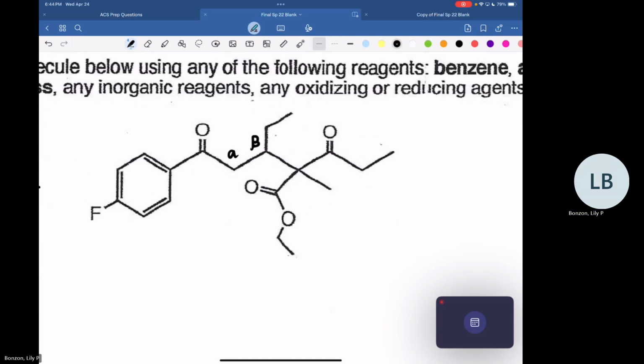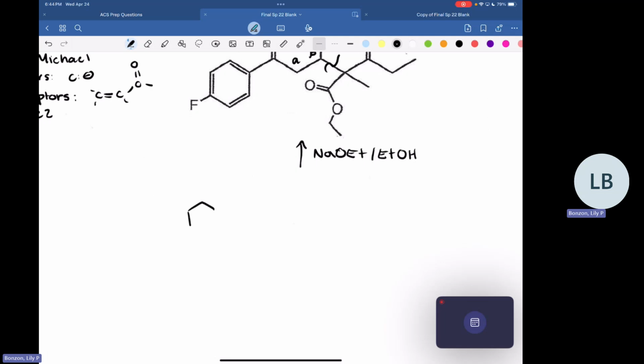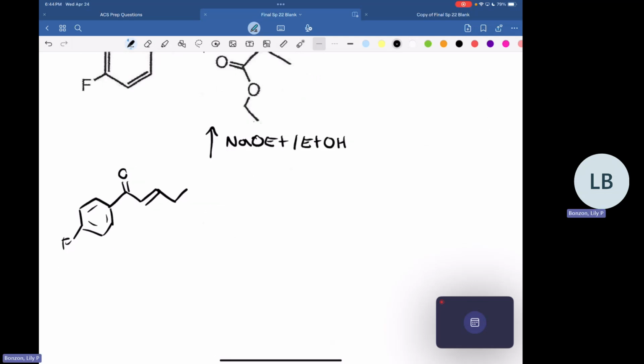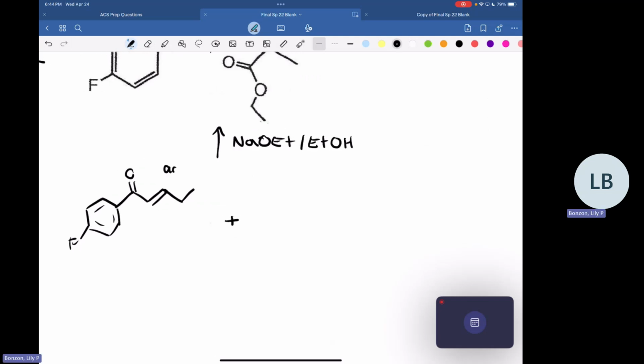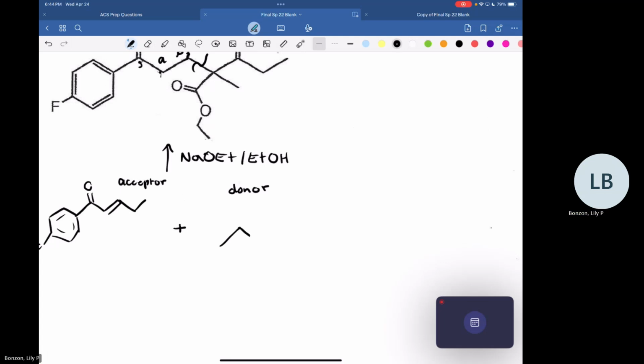But for this one, we're going to cut it here. And we have NaOEt. Our first half is going to be this benzene side. We've got our fluorine, we've got our carbonyl, and then this one's going to be our enone. So we've got 1, 2, 3, 4, 1, 2, 3, 4, 5. Okay. And then the other half is going to be the one that attacks, so this would be our acceptor. We've got that enone. And then the donor, and you don't have to label them, I'm just labeling them for you guys. It's going to be the other half.